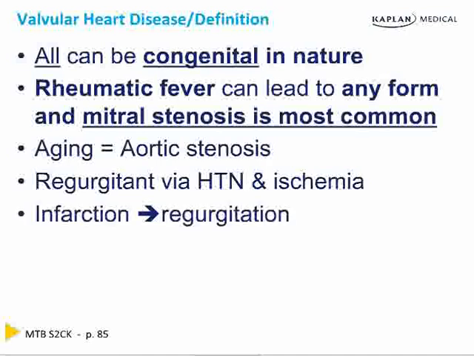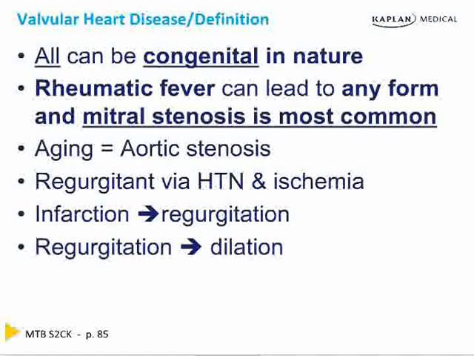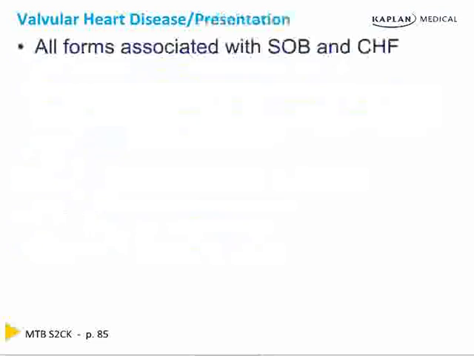And regurgitation occurs because of hypertension causing a strain on the heart. Ischemia causes a strain on that heart. And as you infarct, you regurgitate because regurgitation leads to dilation. So ultimately, anything that leads to the heart dilating will lead to leaky, regurgitant lesions. As things infarct and die, they don't become tighter and more narrow. They loosen up in the heart and become more floppy and leaky.